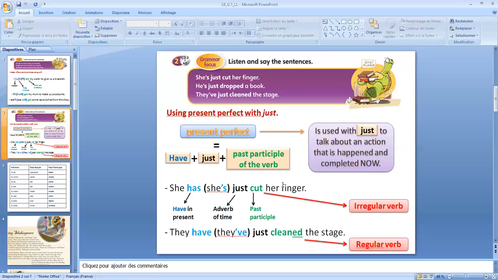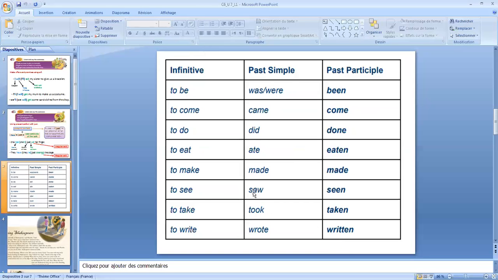So let's repeat. For the present perfect, this is the form: have plus past participle. And we use it with just in order to talk about an action that has happened and completed now. And we have seen these two sentences. She has just cut her finger. It means now. They have just cleaned the stage. It means now too.